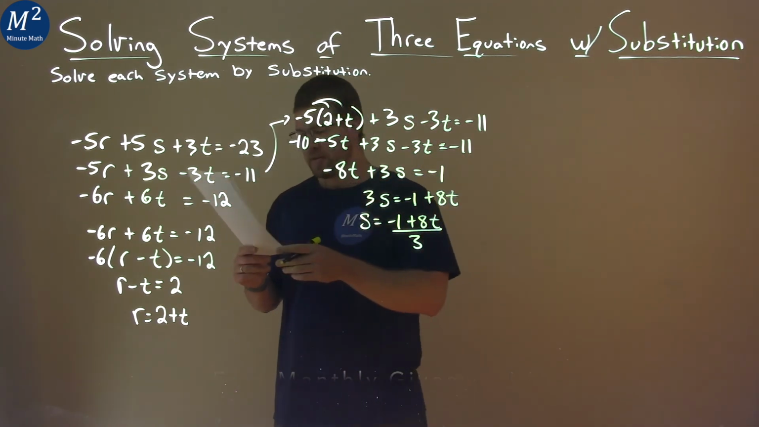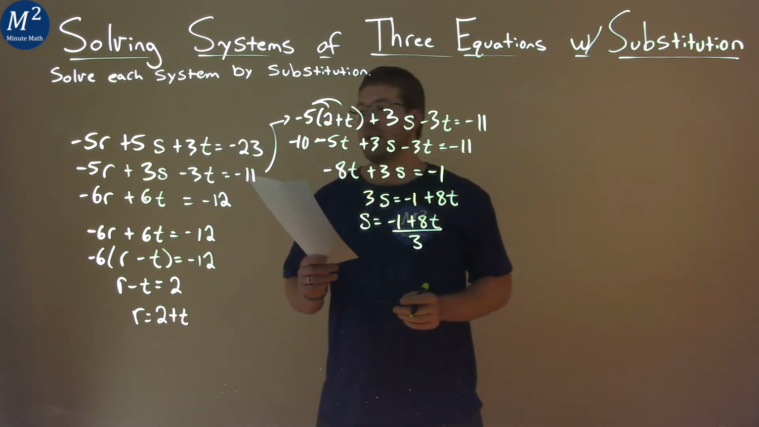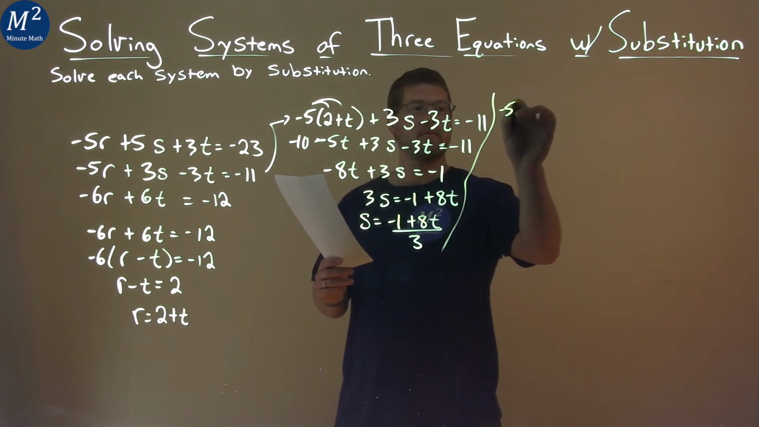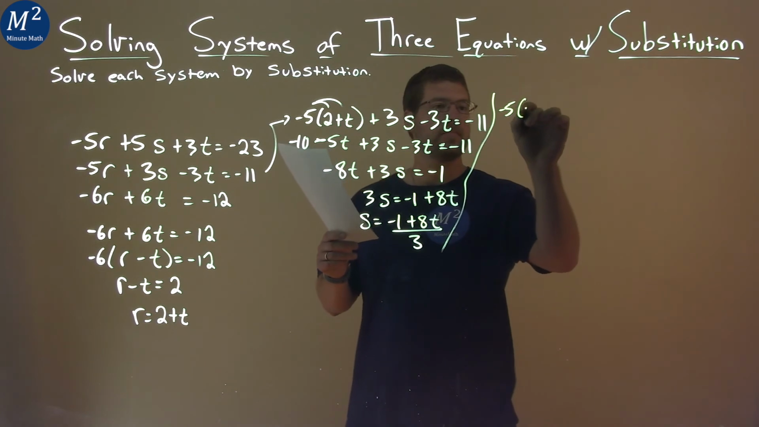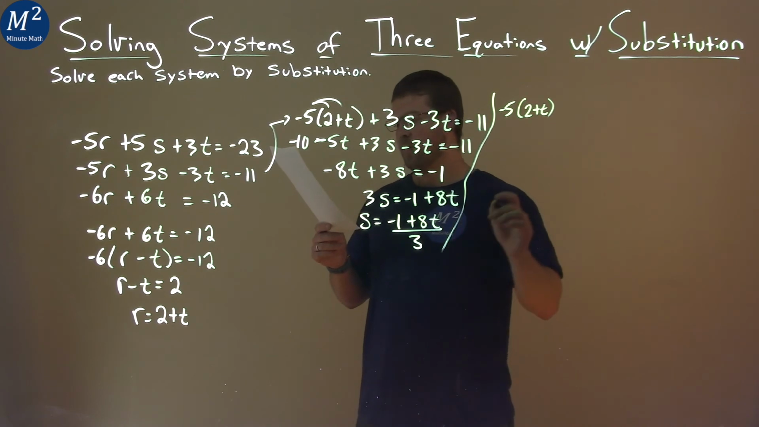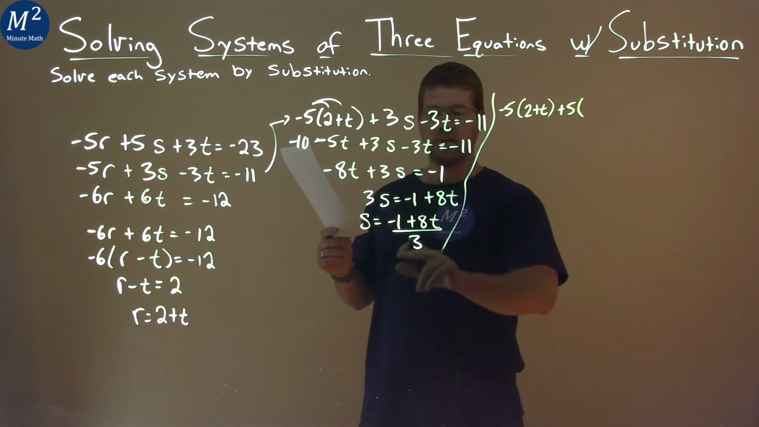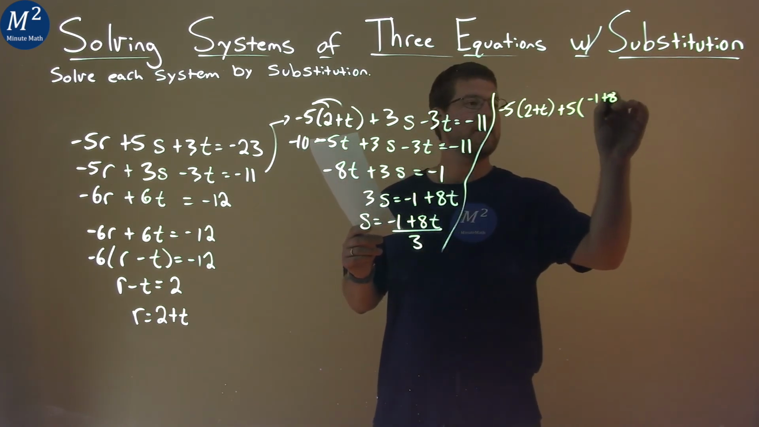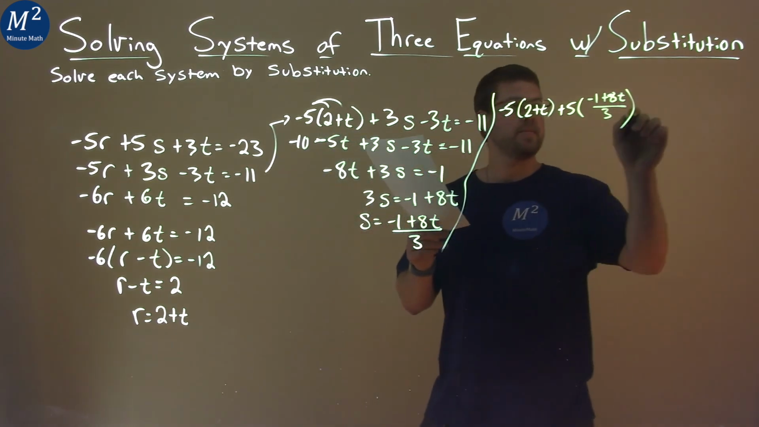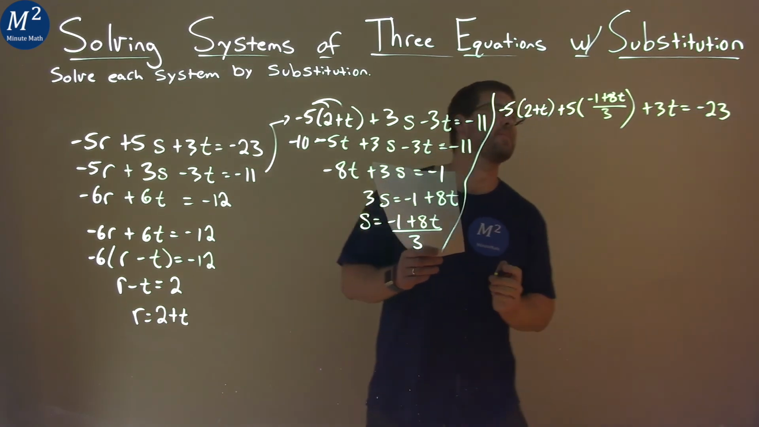We're now going to look at our first equation here. And we're going to plug in what we know for r and s for the variables, and we'll get t by itself. So let's rewrite that. Put a line here. We have negative 5, and instead of r, I have 2 plus t. Then we have the top one, 5, right here. 5 plus 5, instead of s, I have negative 1 plus 8t over 3. Then we have plus 3t equals negative 23.